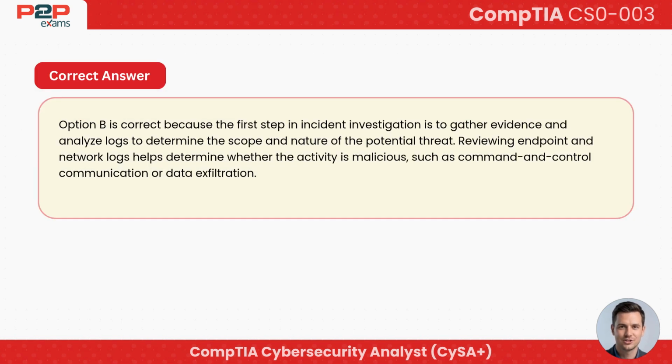Option B is correct, because the first step in incident investigation is to gather evidence and analyze logs to determine the scope and nature of the potential threat. Reviewing endpoint and network logs helps determine whether the activity is malicious, such as command and control communication or data exfiltration.